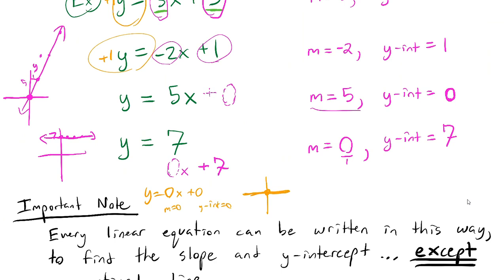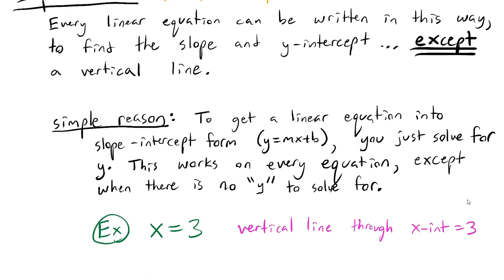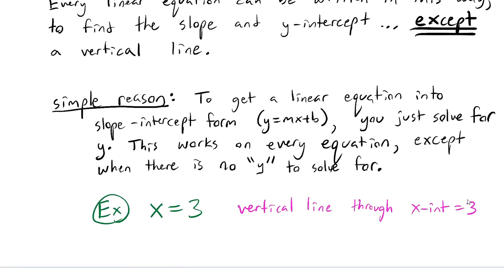And so it's just a horizontal line. That's the equation of the x-axis itself, right? No problem. The problem is we can't solve for y if there is no y, right? If this is the equation of the line, how do you solve for y? There isn't even a y. Y doesn't exist, right? So x equals 3 is that one loophole.